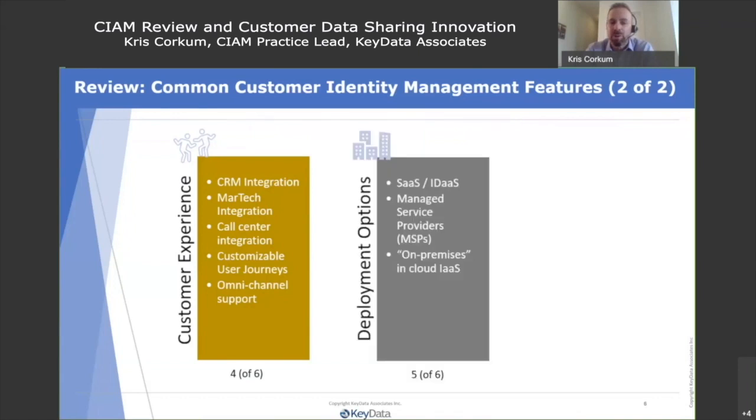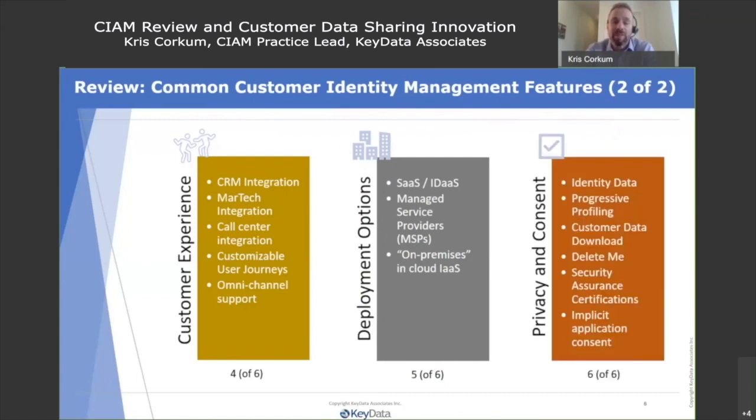So CIAM solutions can be deployed in various ways, and those are typically driven by the particular solution that you purchase. So SaaS, or identity as a service, is increasingly popular, and especially for more cloud-native organizations, while others want their solutions managed as a service by MSPs. And in many cases, solutions are deployed, quote unquote, on premises, which nowadays typically means they're running in a cloud-hosted infrastructure such as Azure, AWS, or the Google Cloud Platform.